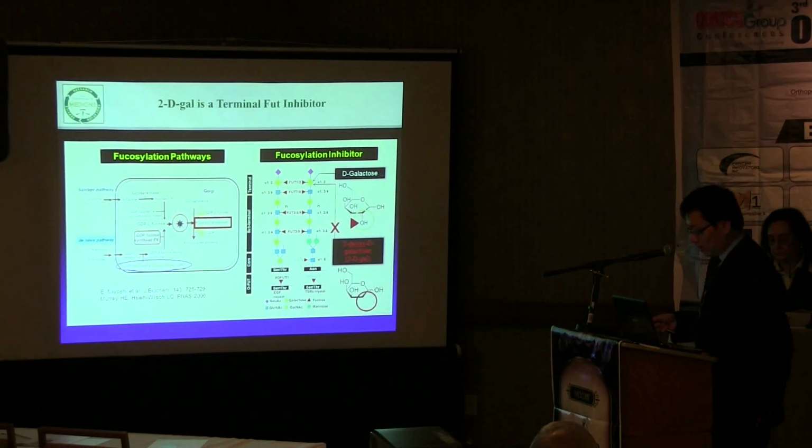So to further figure out how fucosylation regulates the inflammation process, we are using a fucosylation inhibitor, which is called 2-deoxy-D-galactose. We call it 2D-GAL. It has a very similar structure to the natural D-galactose. The only difference is on the two position of the sugar ring. The inhibitor doesn't have an OH residue here. Therefore, it doesn't have the capability to form the fucose linkage here, alpha 1,2. That's how it inhibits the fucosylation formation.